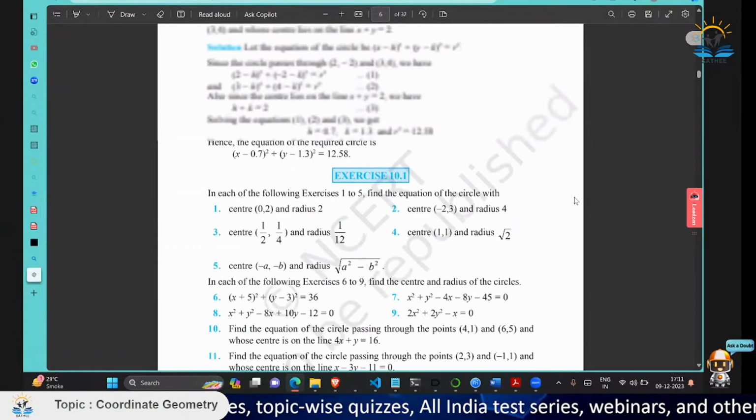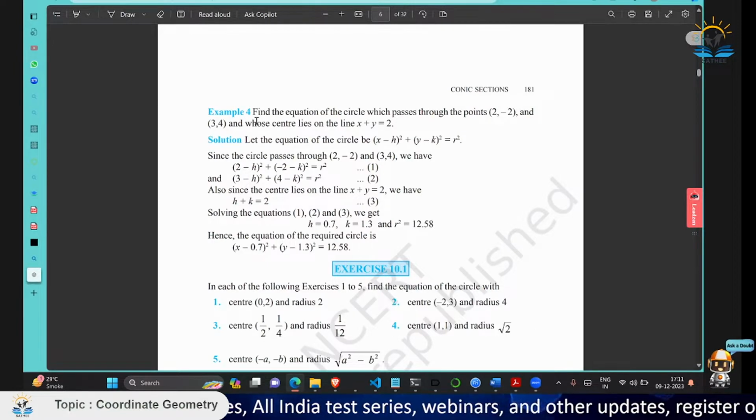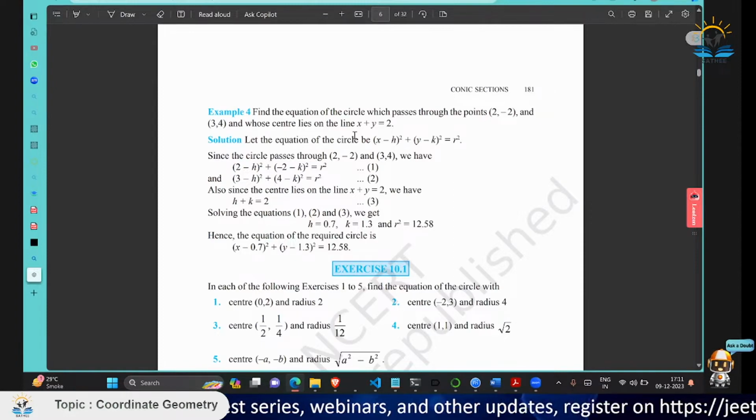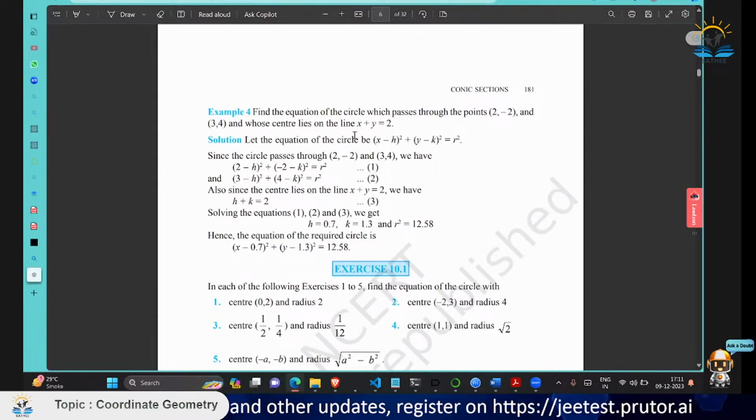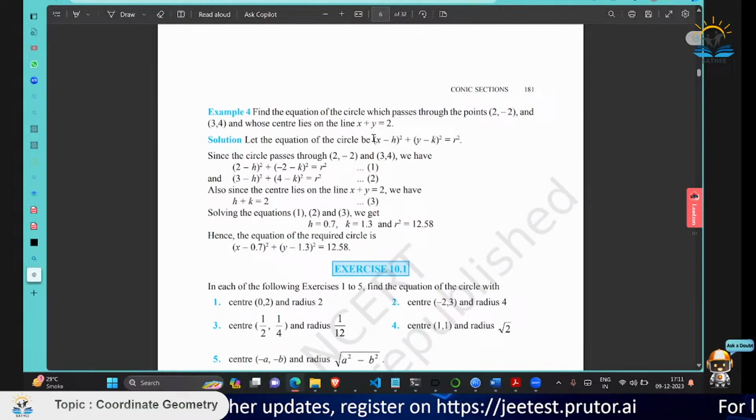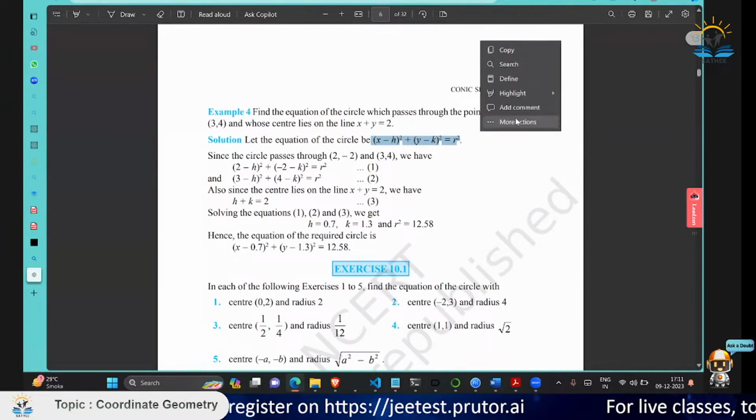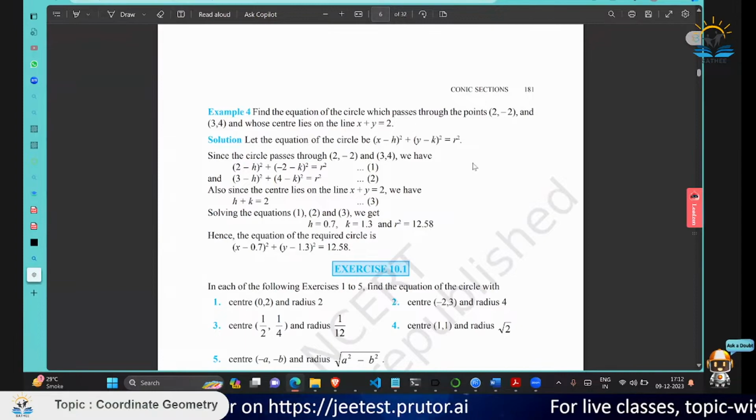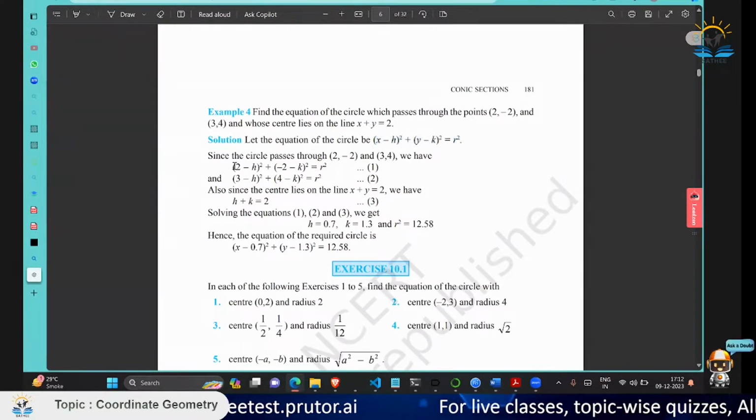Let's go to that example. It's important. Find the equation of the circle which passes through the points 2 comma minus 2 and 3 comma 4 and whose center lies on the line x plus y equal to 2. We can use this general expression. We can plug these 2 points, 2 comma minus 2 and 3 comma 4, into this general expression so that we can get two equations.